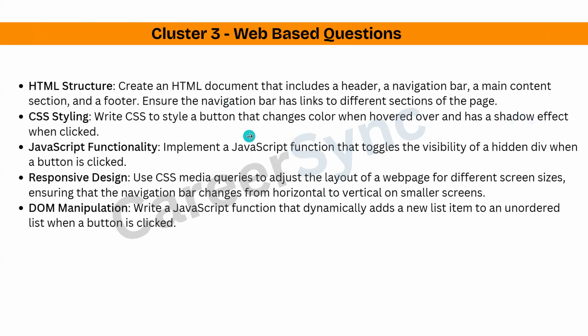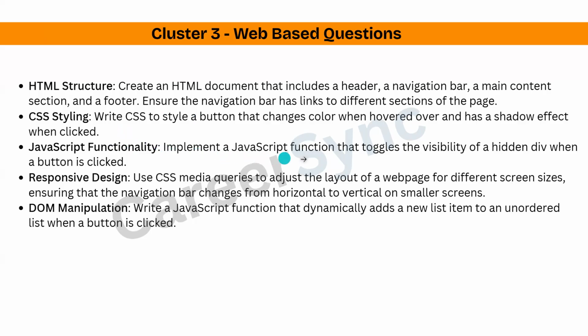Now the last thing, for cluster 3, is web-based questions. Here are the 5 questions that I have seen. Create an HTML document that includes a header, a navigation bar, a main content section, and a footer. Ensure the navigation bar has links to different sections of the page. Now CSS styling: write CSS to style a button that changes color when hovered over and has a shadow effect when clicked. So you should know some front-end skills to solve this question.